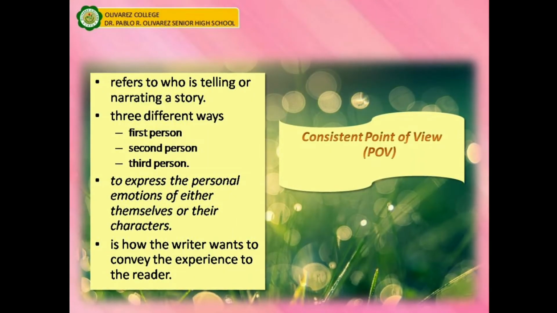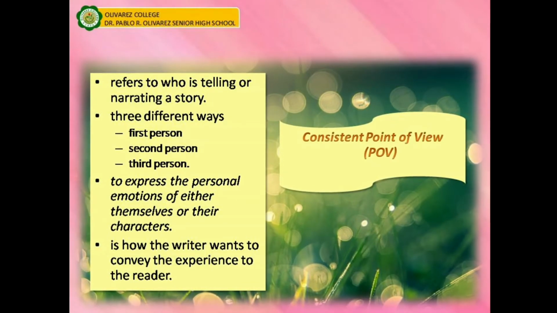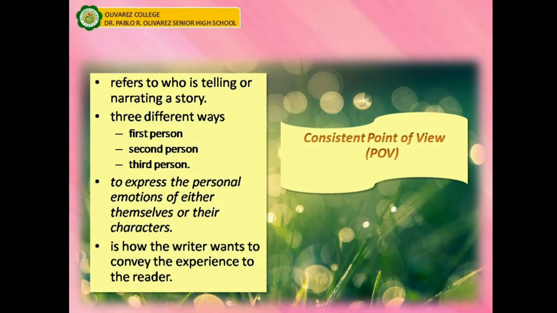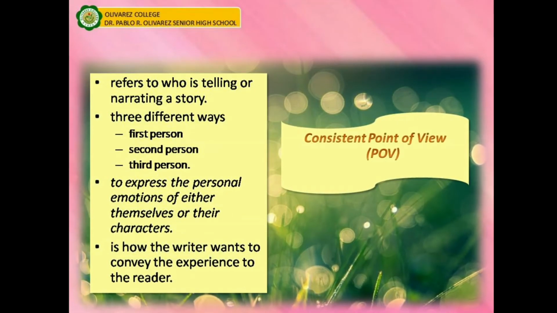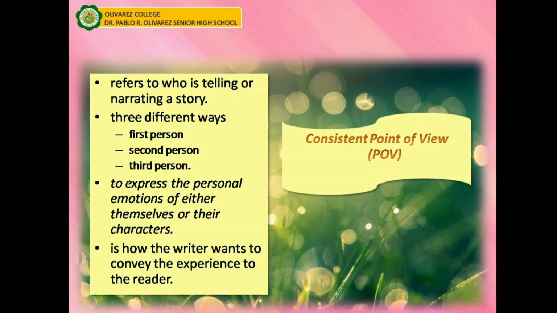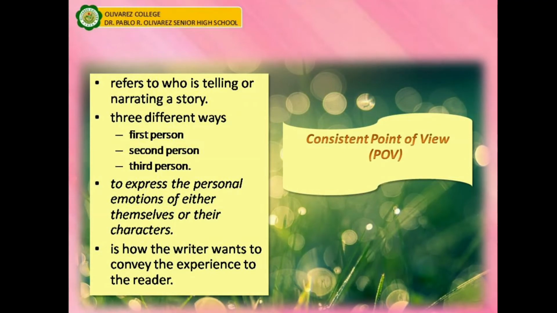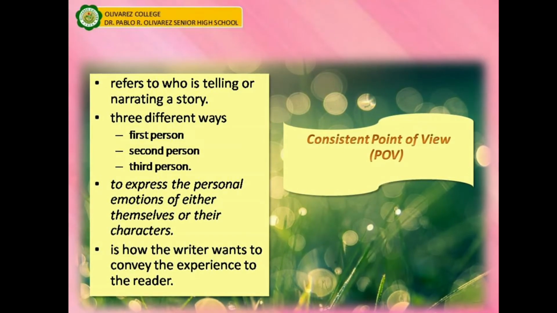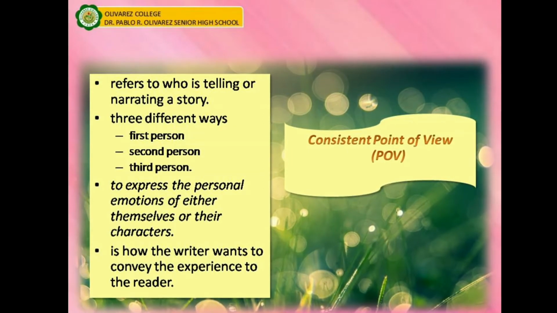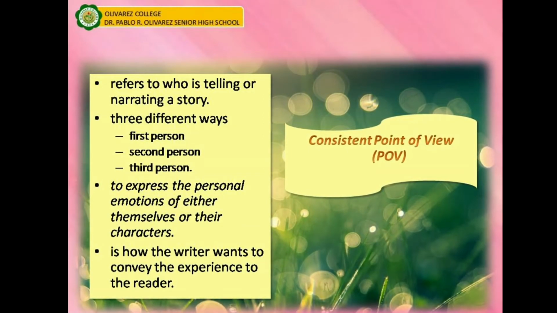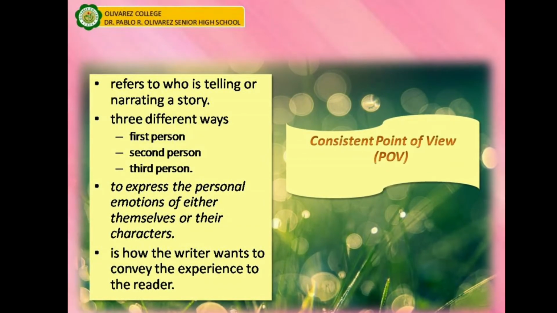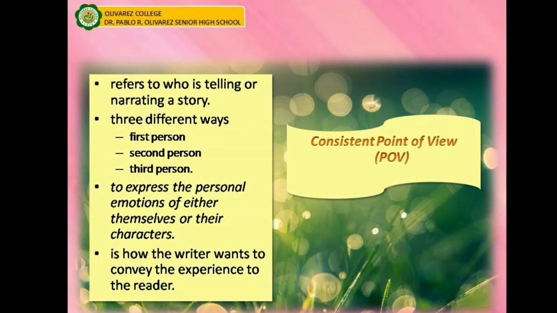The next characteristic is consistent point of view, or POV. As a writer, you can choose a way to tell your story. Point of view refers to who is telling or narrating a story. A story can be told in three different ways: first person, second person, and third person. Writers use point of view to express the personal emotions of either themselves or their characters. The POV of a story is how the writer wants to convey the experience to the reader.